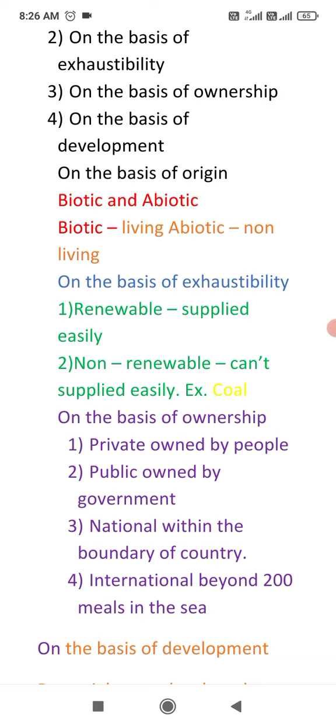On the other hand, public resources. Public resources are owned by the government. For example, Indian Railway and BSNL. The next one, national. National resources are the resources which are within the boundary of a country. For example, resources like mountains, coal, whatever the resources, these are within the boundary of the country of India. Coal in Jharkhand and petroleum in Assam. These are resources of the national type. National means within the boundary of a country.